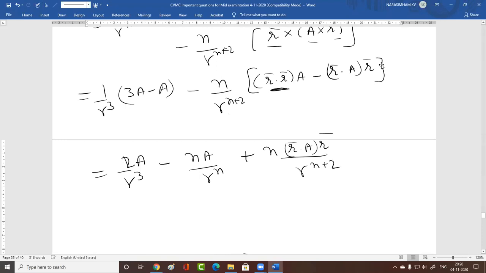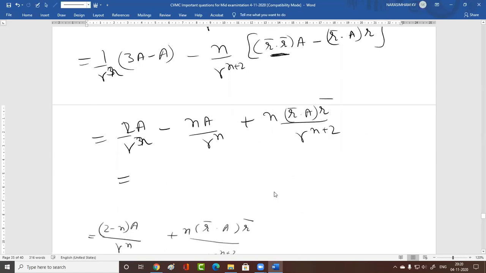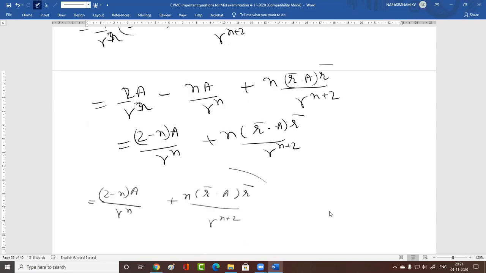Now see the final result. Here a is a common term. Here this is not r cube, it is r power n. Now this is 2 minus n a by r power n plus n into r bar dot a into r bar by r power n plus 2. This is the same as our required solution. So now just observe the result, then manipulate it.